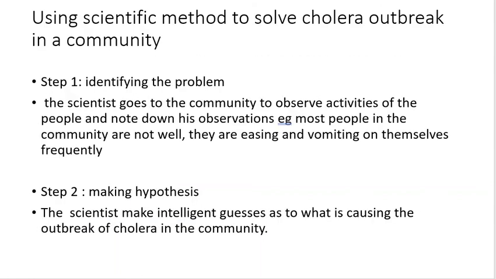Now we have learned about the scientific method. We have learned that first scientists identify problems, they make hypotheses, they carry out experiments, they analyze results, and they make deductions and conclusions. Let's look at a typical way a scientist will use the scientific method to solve the problem of a cholera outbreak in our community.